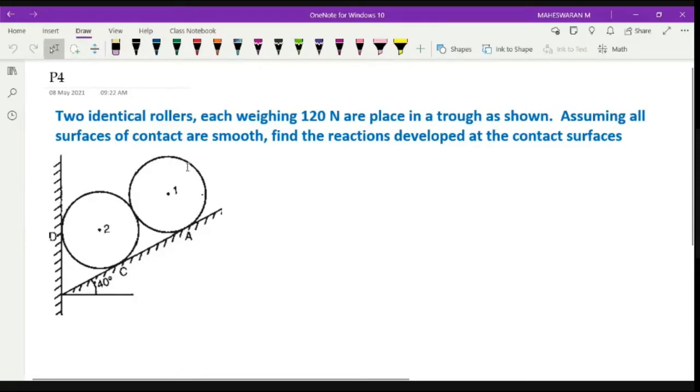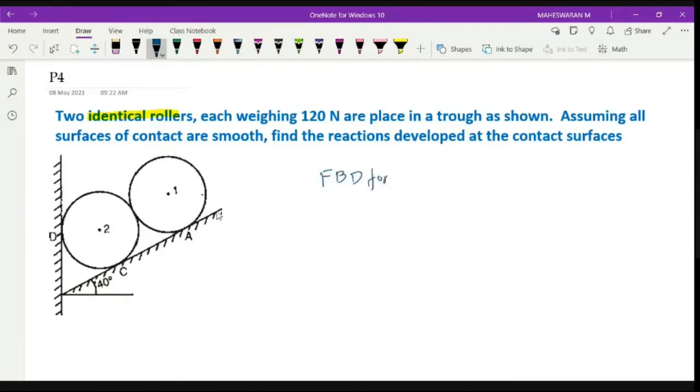So they mentioned two data. One is identical rollers. When they say identical rollers, it means that the diameter of both the rollers is the same, right? And they mentioned some weight. Now, as we discussed earlier, I have to draw free body diagrams for this first.